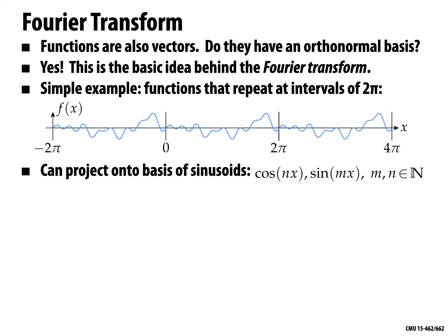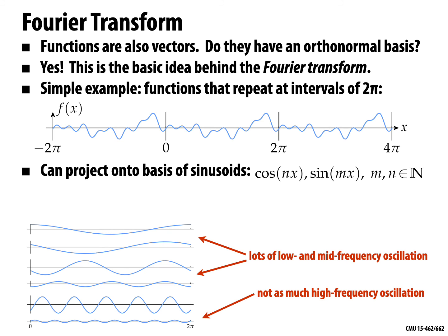What's interesting about these functions is that they give us a very, very natural decomposition of a signal. If I think about what these basis functions look like, they look like higher and higher frequency oscillations. If n or m is small, I get a very low frequency oscillation. As n and m get bigger, I get high frequency oscillations. And just like I can project a vector in Rn onto an orthonormal basis to write it in components, I can also project one of these 2 pi periodic functions onto a basis of sinusoids to get the components of that function.